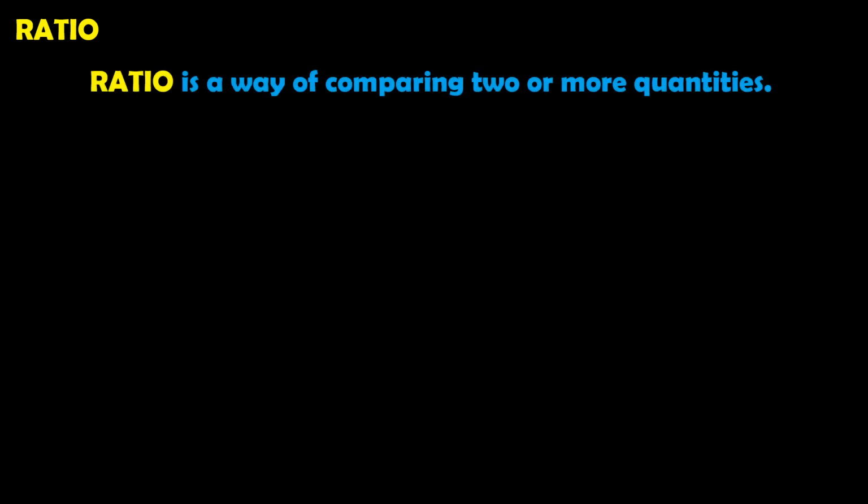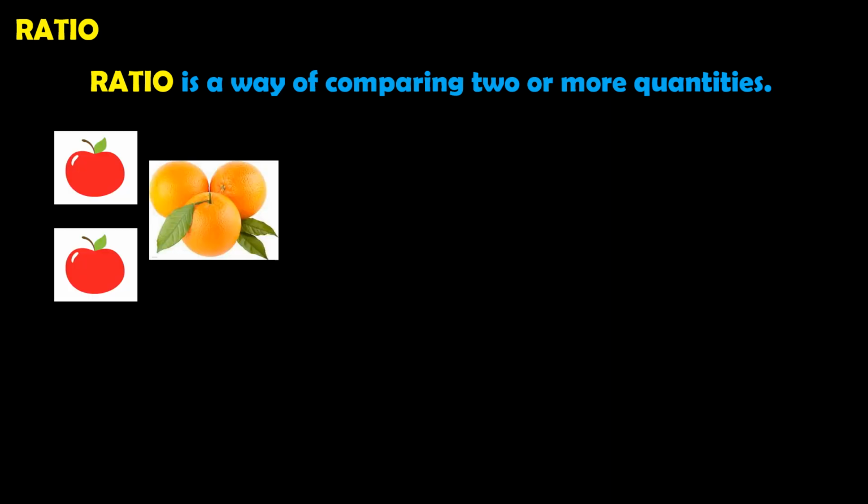Hello! Ang pag-aaralan natin ngayon ay ratio. Ratio is a way of comparing two or more quantities. For example, meron tayong 2 apples at 3 oranges.